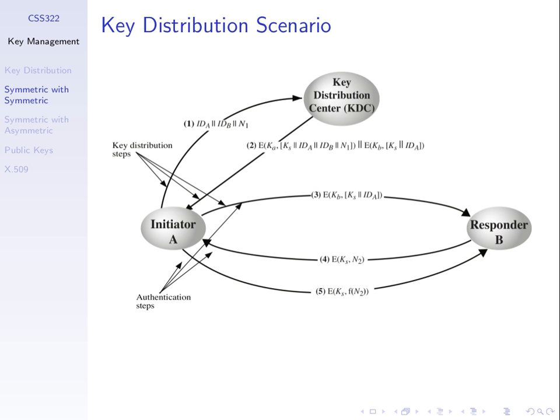The second part of the message, which is concatenated here, is the same session key, KS, and the identity of A, the initiator, and it's encrypted with KB, the master key for B. The idea here is that KDC is going to send one message back to A. A will receive the session key because they'll decrypt this first part using KA. The second part, A will send unchanged onto B. This way it saves the KDC sending a separate message to user B.